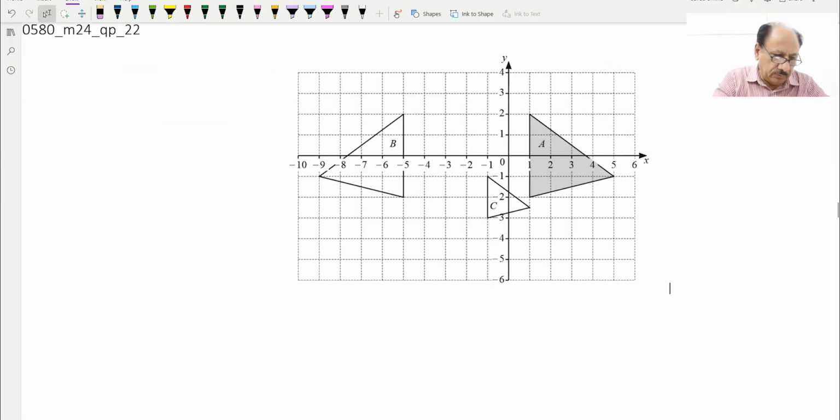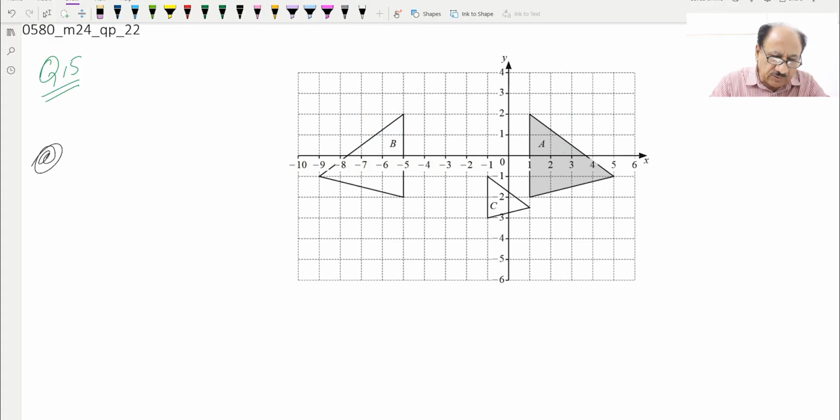Question number 15, which we can go through. For question number 15, a grid is provided, with 3 diagrams: triangle A, B, and C as well. So 3 triangles are given. In part A they are saying describe fully the single transformation that maps triangle A onto B. So A onto B will be this one.